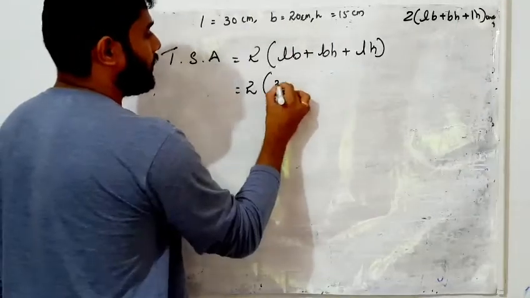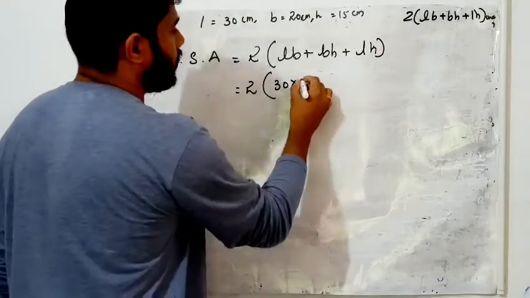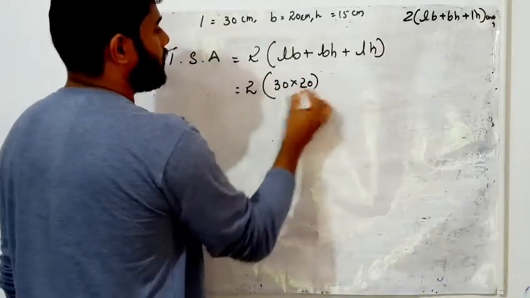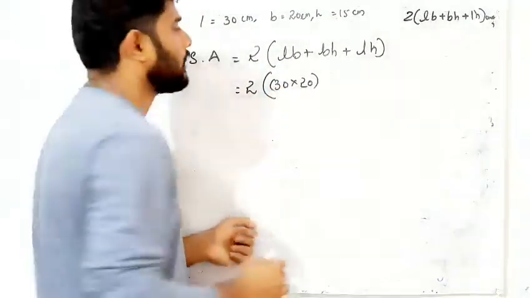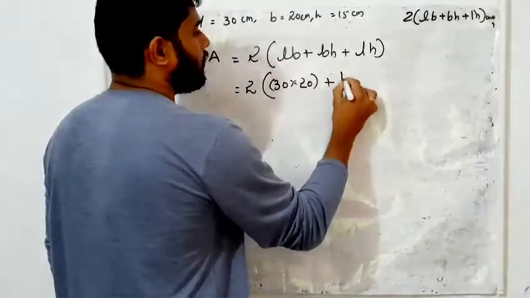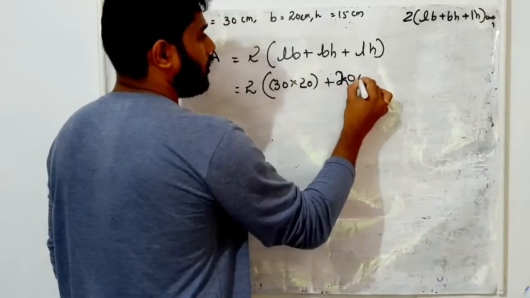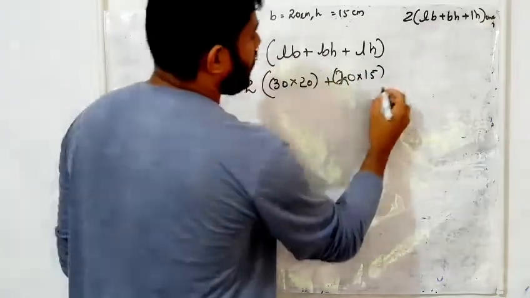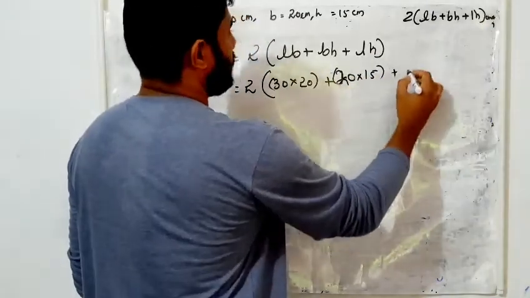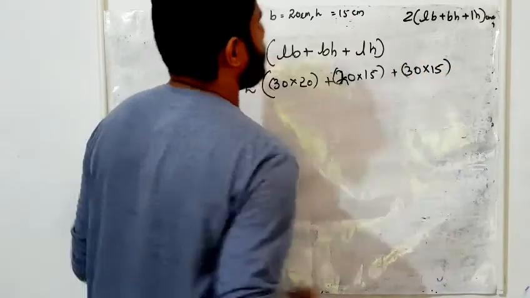Length is 30 into how much? 20 cm, 20 cm. Clear? Length 30, breadth 20, that's why I write length into breadth like that. So breadth here 20 into height, how much? 15. 20 cm into 15 cm, and plus length 30 into 15 cm. Clear?